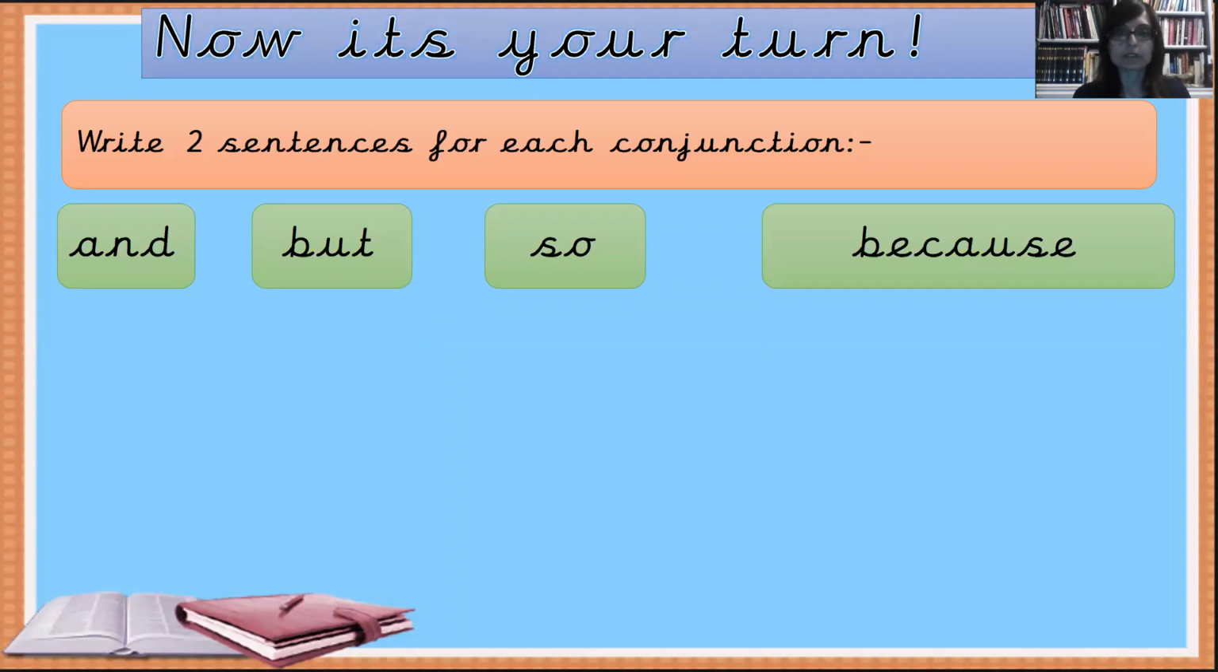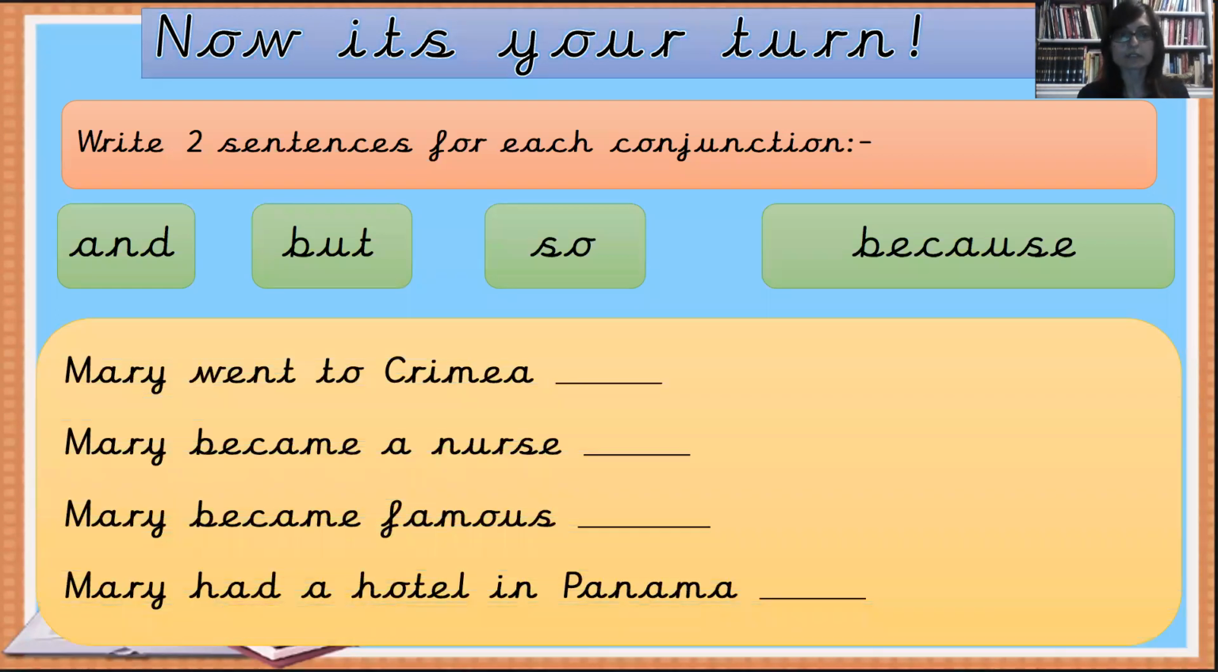Now it's your turn. We'd like you to write 2 sentences for each conjunction. If you get a little bit stuck, here are some sentence starters. Mary went to Crimea. Mary became a nurse. Mary became famous. Mary had a hotel. Sometimes you can choose 2 or 3 different conjunctions for the same sentence, but the ending of your sentence is different.